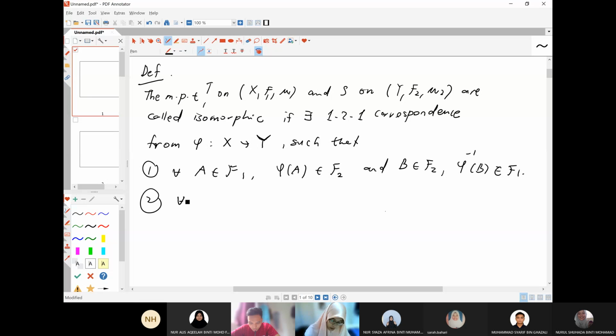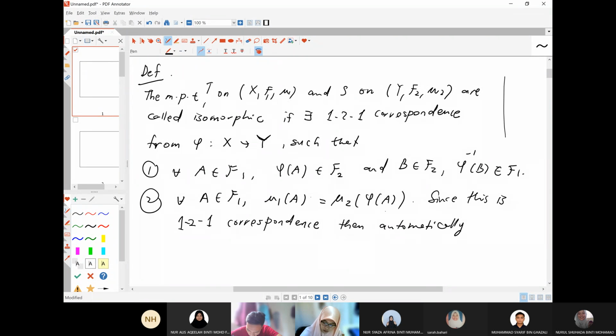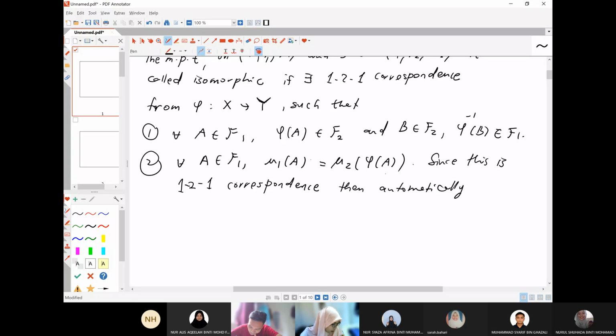Next, for any A in F1, we have the measure mu1 of A is equal to mu2 of the image of A. Since this is a one-to-one correspondence, automatically for any B in F2, the measure mu2 of B is equal to mu1 of the pre-image of B.